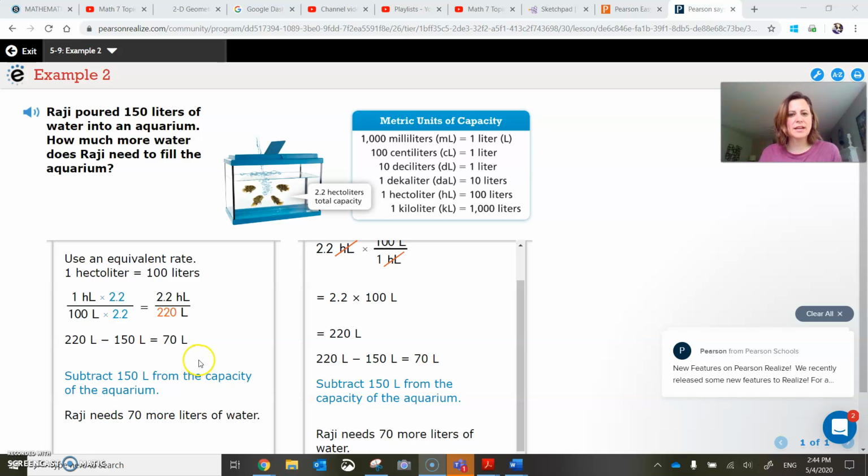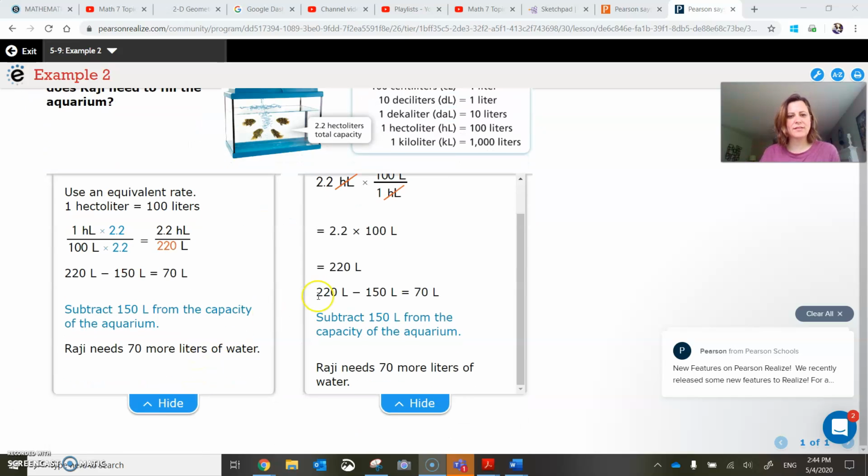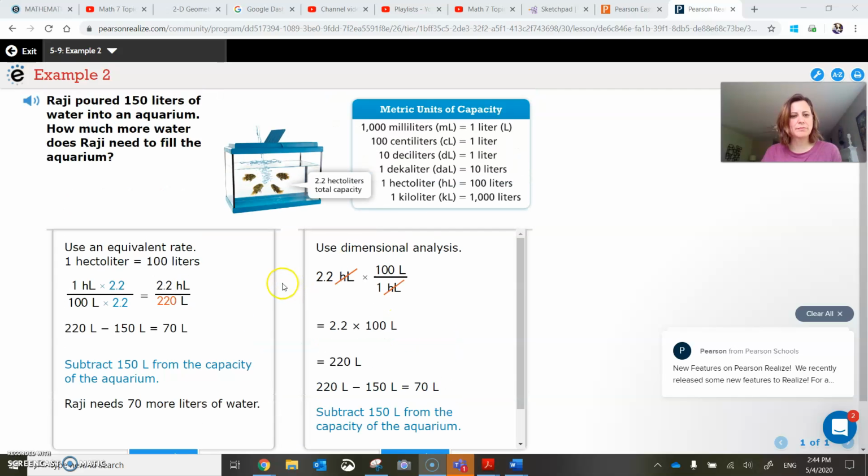Example 2 typically doesn't have a try it, but once again they've shown 2 different ways to come up with the answer. In the first way, we know that there's 2.2 hectoliter capacity, so we're trying to figure out how many liters that needs to be, which is going to be this down here space. So you find the conversion rate over here.